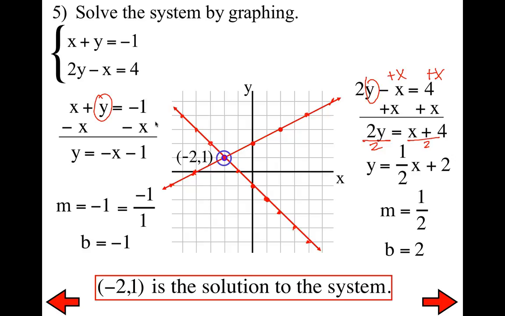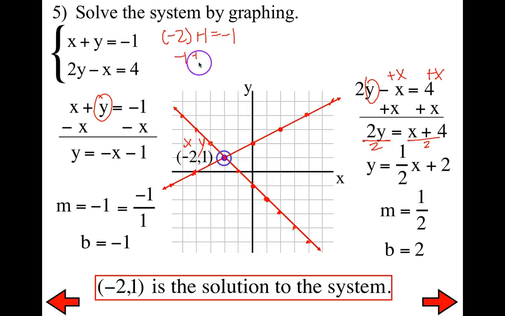But what are you going to do on your homework? You're going to check and make sure it works. So here, I'm going to go ahead and put, so in front of mine, that's x, that's y. So I'm going to get -2 plus 1 equals -1.